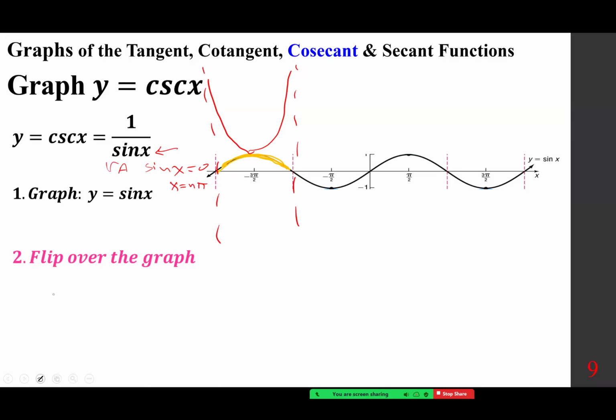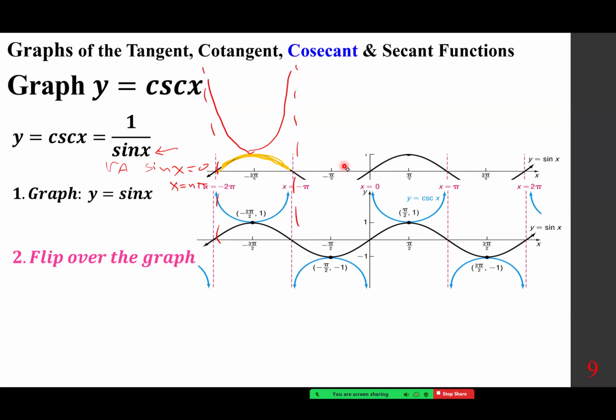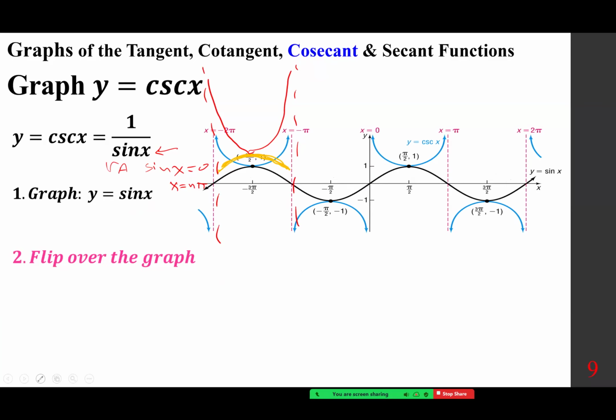Remember, when x is n pi, sine is 0. So wherever the intercept happens for sine, those lines are VAs, vertical asymptotes. So let me erase mine. You graph the sine, and then you flip it over. That's all. It's that simple.